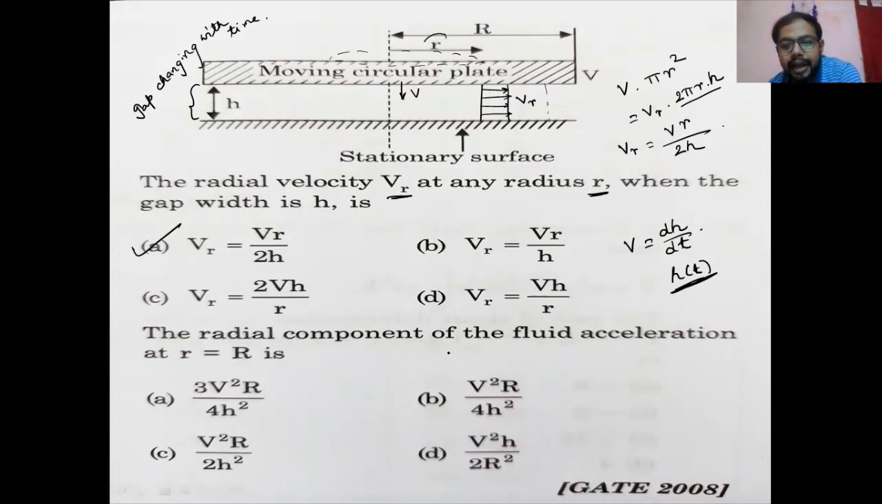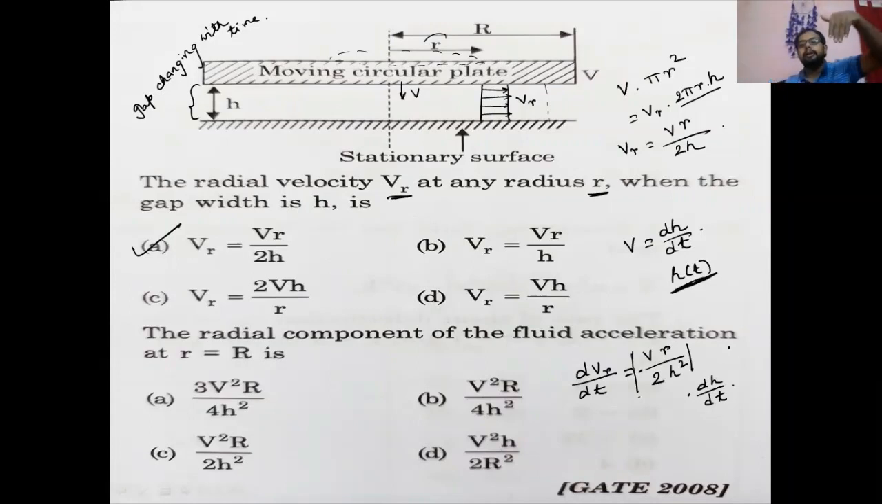So what are they asking, what is the acceleration of it? So acceleration of it means del Vr dt. You have to perform this operation, del Vr dt. So V is not a function of t, R is not a function of t, only H is a function of t. So H square into dH dt. One minus negative sign will appear here, but you are taking only magnitude. So this dH dt, because gap is changing. Why? Because of the velocity capital V. The rate of change of the gap is nothing but the velocity.